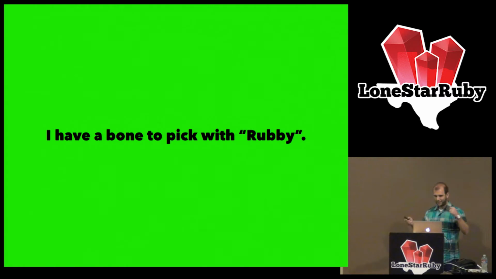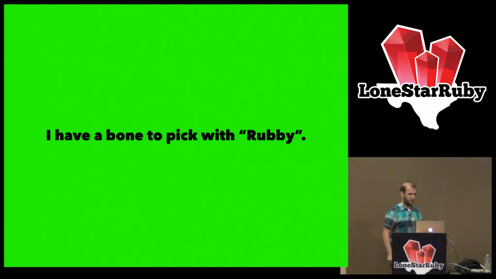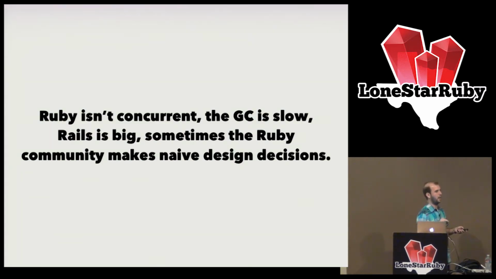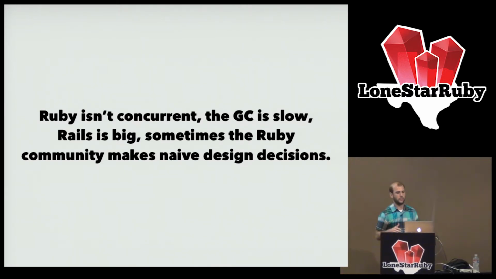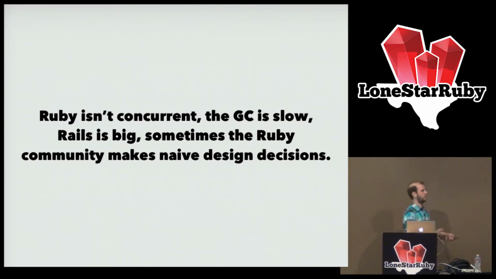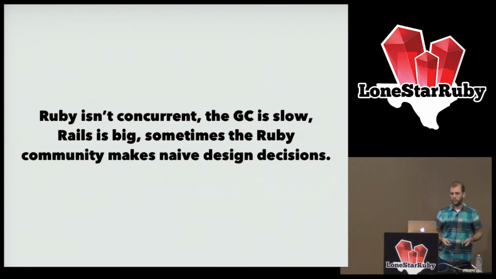Yay, story. So I have a bone to pick with people who tweet about Ruby. People who tweet about Ruby are often condescendingly talking about shortcomings that they perceive in Ruby, design trade-offs that Ruby has made that they don't necessarily like. If you strip off the condescension, what they're really getting at is that Ruby isn't concurrent, or that the GC is slow, or that Rails is too much code, too big, or that sometimes the Ruby community makes naive design decisions. In isolation, all of these are true and worth thinking about and fixing in the long run.